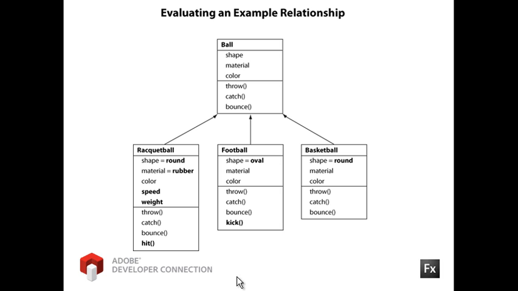In the diagram, you can see that the Racquetball, Football, and Basketball classes extend the Ball class to use its properties and methods. For example, the Racquetball class has shape, material, and color properties that it inherits from the Ball class. By default, this class specializes in round and rubber balls, but does not define the color. It also has properties of its own, like speed and weight, that are not shared by the Ball class. Likewise, while the Racquetball class does inherit the throw, catch, and bounce methods, it also has its own method, hit.